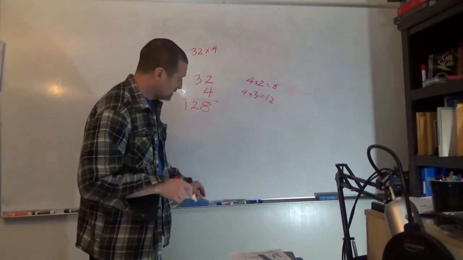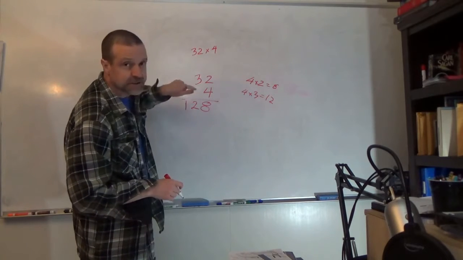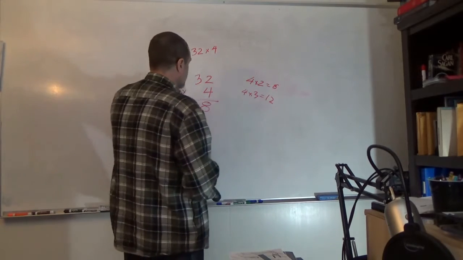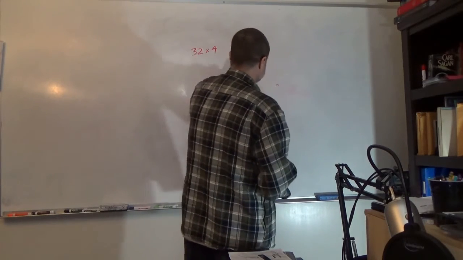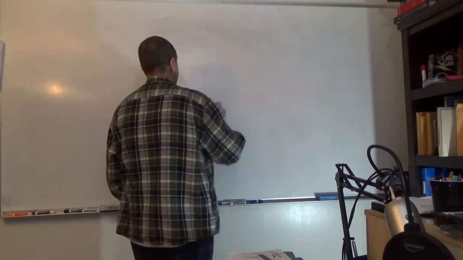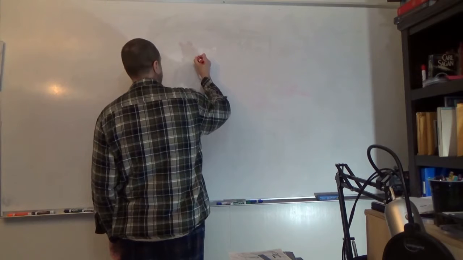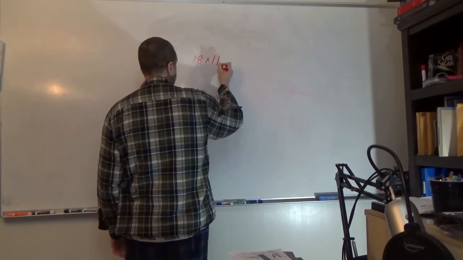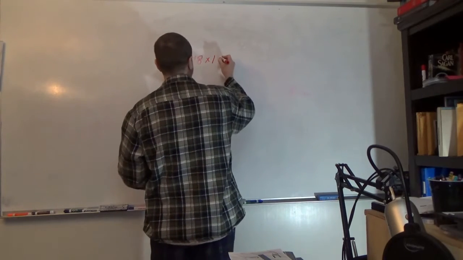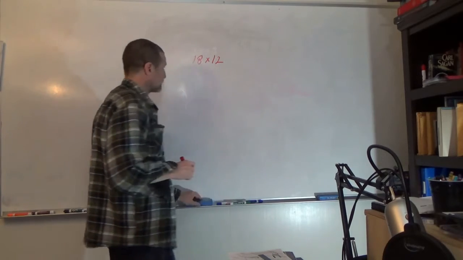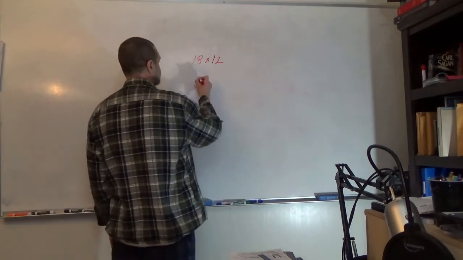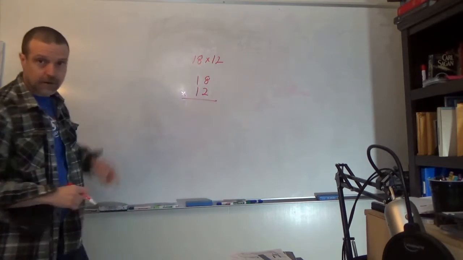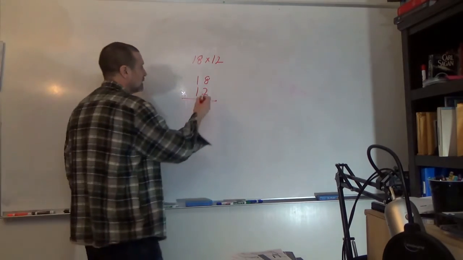Okay, so we've seen multiplying two numbers together in which one of them is just a single digit. Let's look at what happens if we start adding digits to the second number. So let's take 18 times, let's try 12. Okay? So we're going to write this out in our column format.